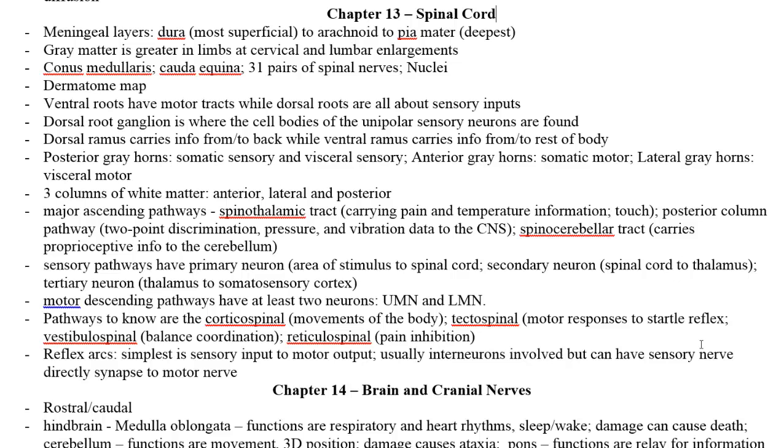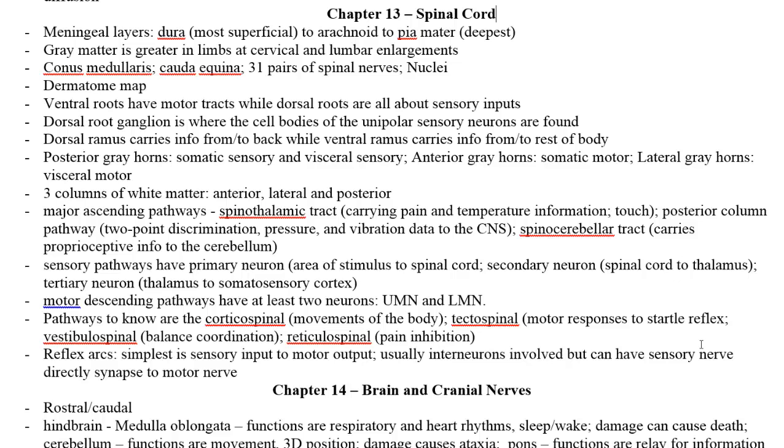And then the pia mater, which pretty much adheres directly to the spinal cord tissue, is the deepest layer of the meninges in the spinal cord. I encourage you to take a look at a slice of the spinal cord and look at the arrangement of gray matter and white matter. You have the centralized gray matter butterfly pattern, and then the outer edges are the white matter axon tracts.